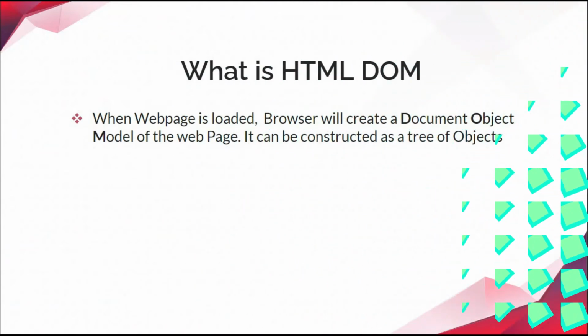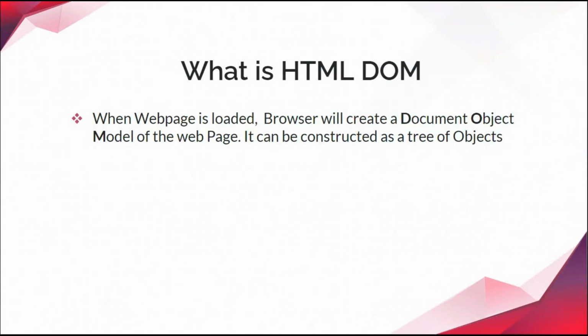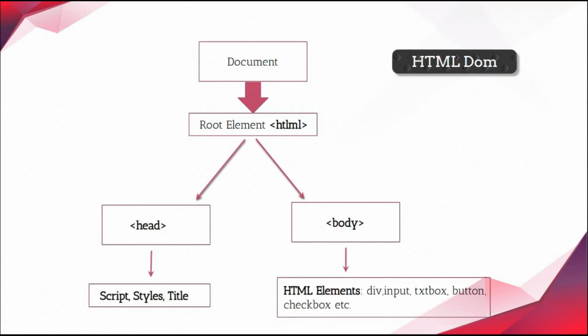Let's see what is HTML DOM. When a web page is loaded, the browser will create a document object model of the web page. It can be constructed as a tree of objects, like this. At the top of this tree, there would be a document. Under the document, there would be a root element, HTML. Inside the HTML, there would be a head and a body.